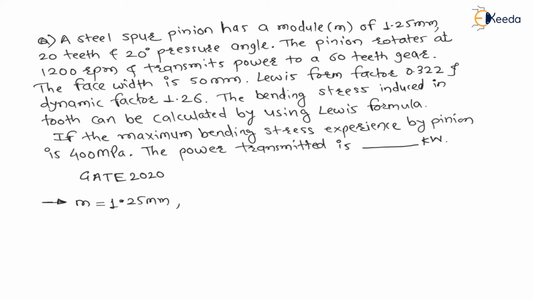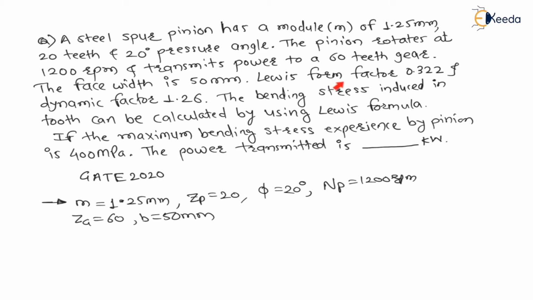Means the number of teeth on pinion, let us say ZP, is 20 and pressure angle phi is 20 degree. After that, the pinion rotates at 1200 rpm and transmits power to a 60 teeth gear. Means the speed of pinion is given, np is equal to 1200 rpm, and the number of teeth on gear is given as 60. After that, the face width is 50 mm. Face width, that is b, is equal to 50 mm.